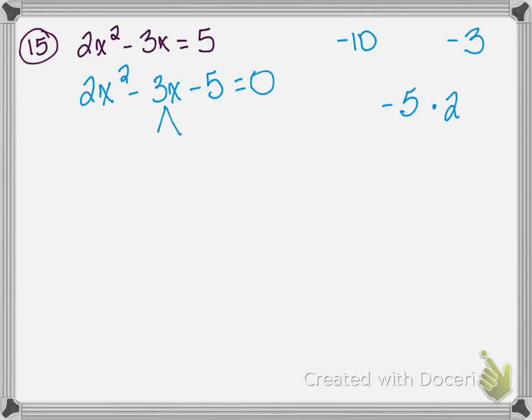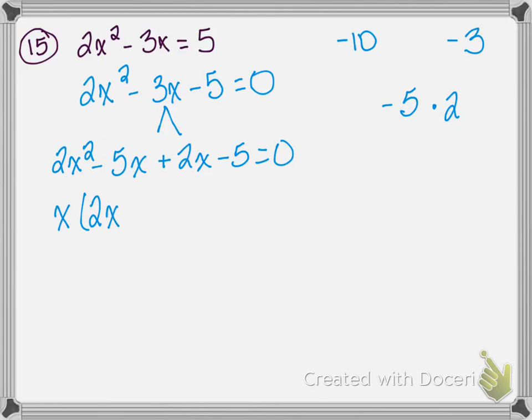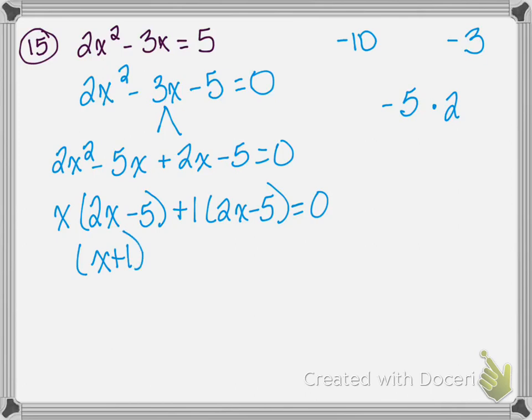So I'm splitting this. So I have 2x squared minus 5x plus 2x minus 5. Okay, and x comes out of both of the first two terms, so I've got 2x minus 5. Then I don't have anything to come out of the 2x minus 5, so I have to write down the 1. So remember, you're pulling a 1 out. So I've got x plus 1 times 2x minus 5 equals 0.